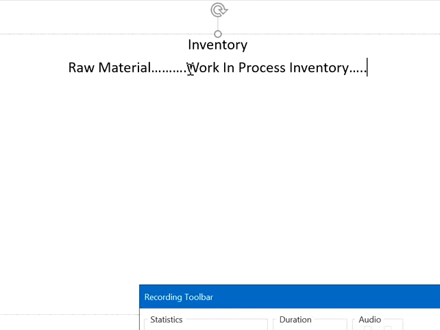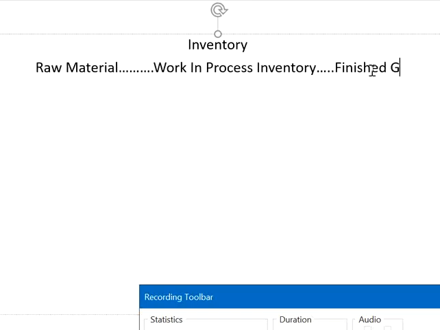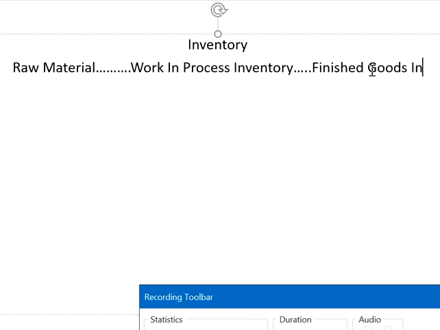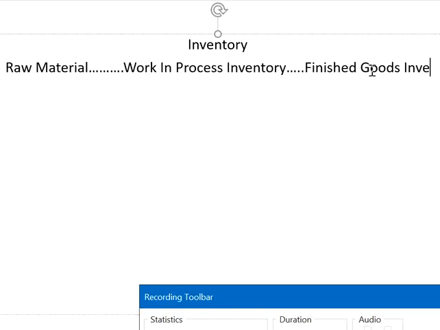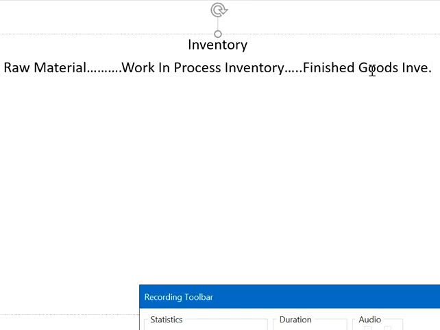Let's say we want to prepare our income statement today. What we find out is that there are some items which are not completed, and some items which are completed, we call them finished goods. Finished goods inventory, right? So inventory can be classified into three things: raw material, work in process, and finished goods inventory. Finished goods means the product is complete and ready to be sold to the customers.